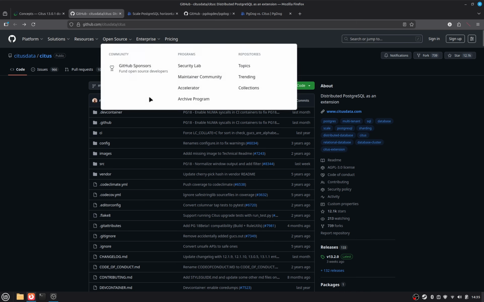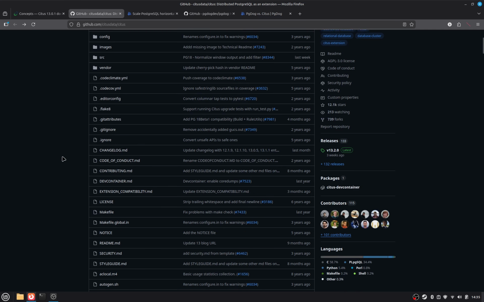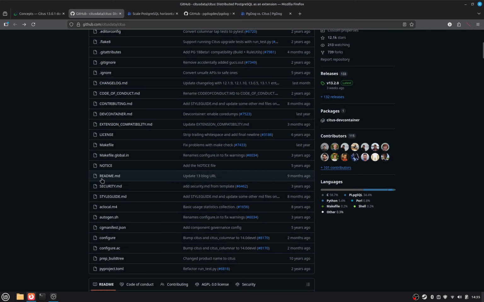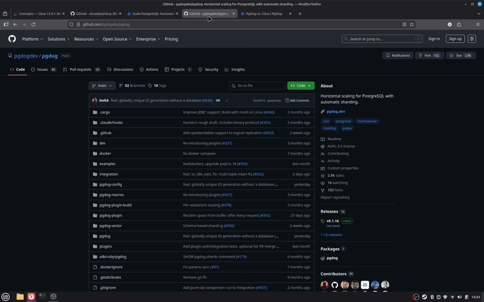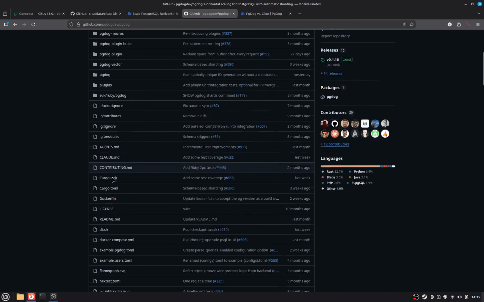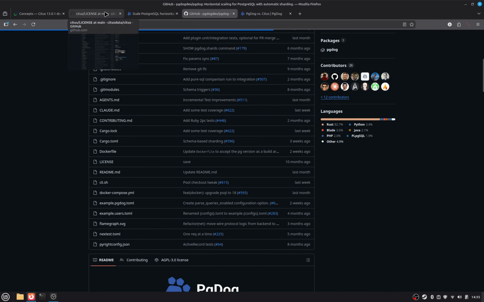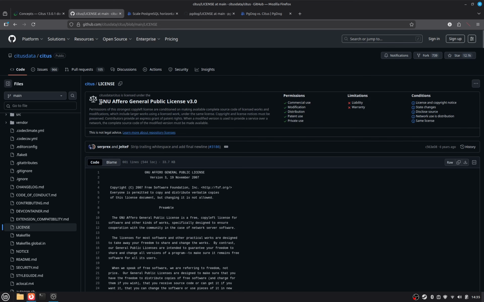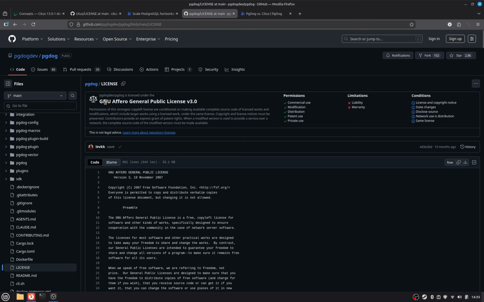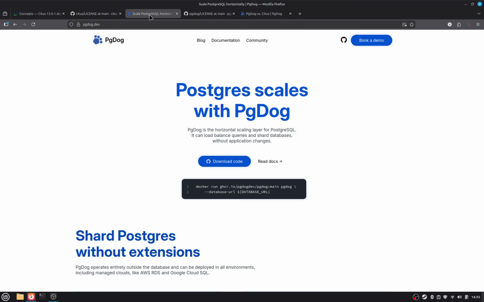And the license of both are AGPL. Okay, if you look at the license, it is AGPL. So this is GNU Affero General Public License, and this is also GNU Affero General Public License.